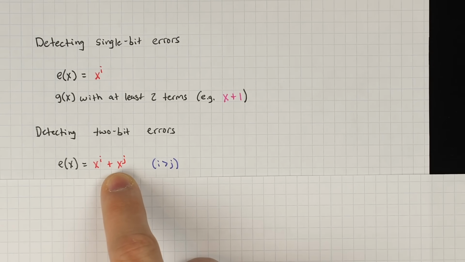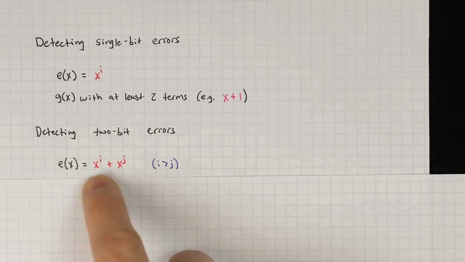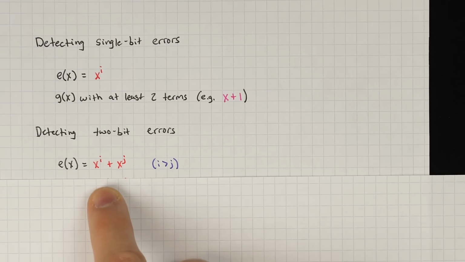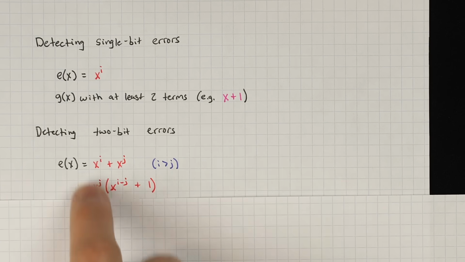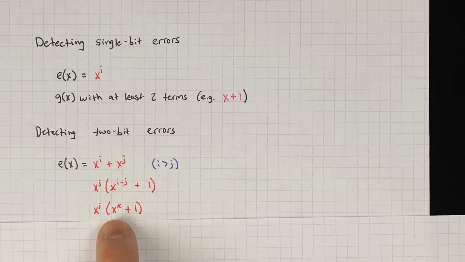That's the idea. And so the goal is to come up with a generator polynomial that is not a multiple of this expression. It's a little bit harder, but we can rewrite the error like this. We're just factoring out x to the j here. And so now we have 2 factors. X to the j is the same as before, right? That's like x to the I. So we're not going to find a multiple of that as long as our generator has at least 2 terms. And so that just leaves us with this term over here, which we can rewrite as x to the k plus 1, where you can think of k as the distance between the 2 bits that have errors.